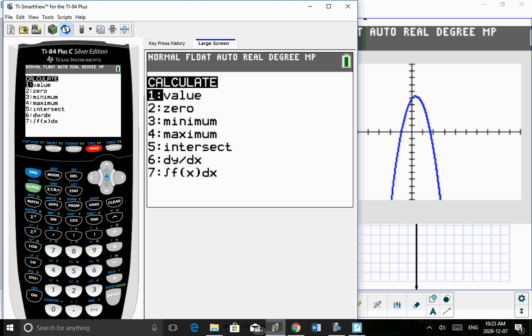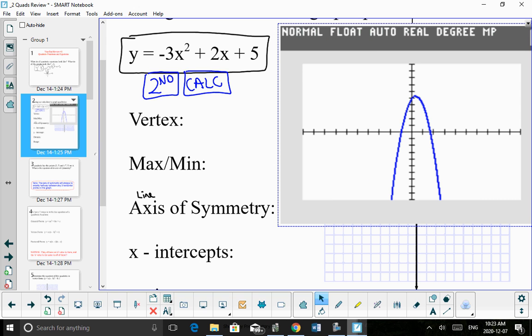So when we talk about the vertex, it is either the top of the hill or the bottom of the valley. It's either the highest point or the lowest point on the quadratic. So we can clearly see on this quadratic that our vertex is right here at this point.